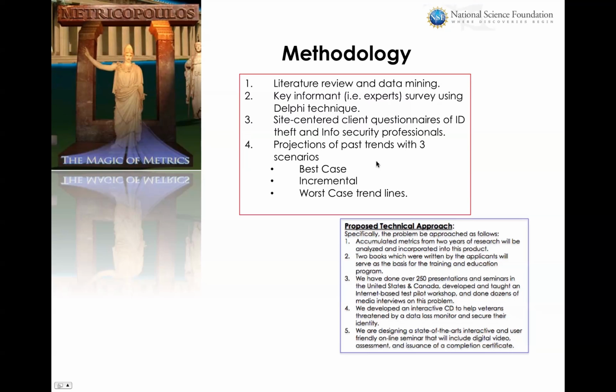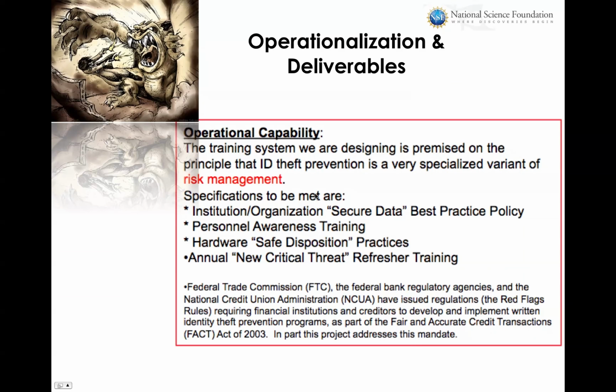So you take past trends and you project them forward, and you can do a best case incremental and a worst case scenario. The lower box is a summary of what was on the original quad chart. This is simply a summary of the deliverables, what kinds of things are going to be done, personnel training, hardware safe disposition practices, annual new critical threat refresher training, and so on.